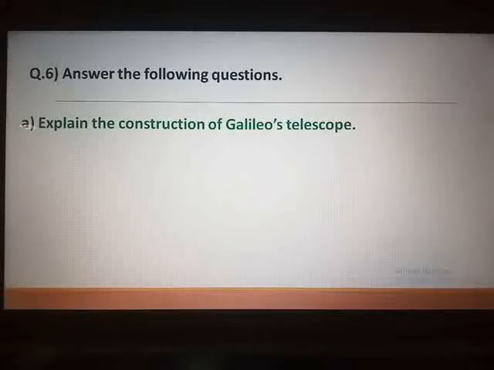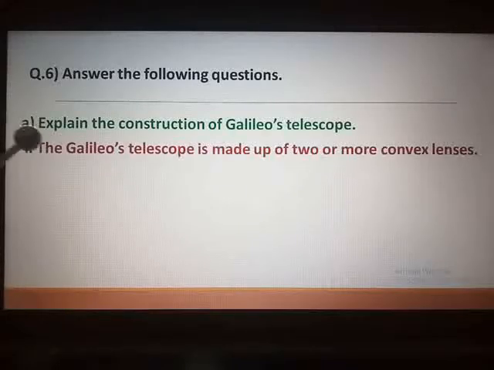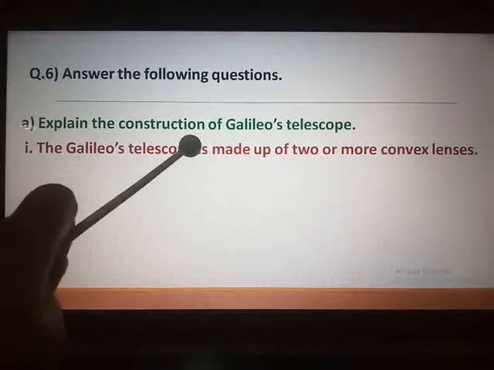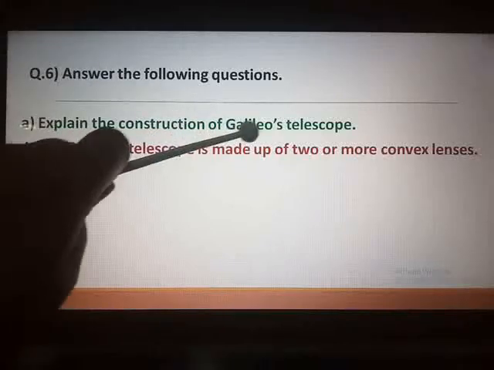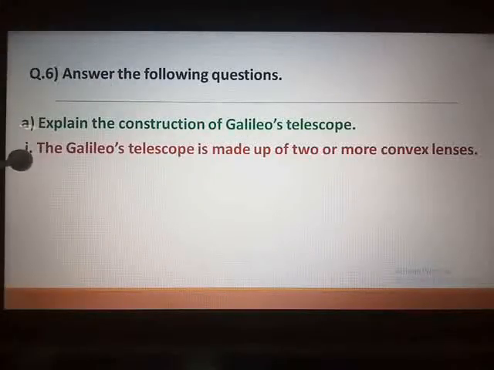Page number 210. Second paragraph under the heading optical telescopes. First point you have to add over there. The Galileo's telescope is made up of 2 or more convex lenses. You can see the very first line also they have given most optical telescopes are made with 2 or more lenses. Now here they have specified Galileo's telescope. So we will write this as the first point. The Galileo's telescope is made up of two or more convex lenses.